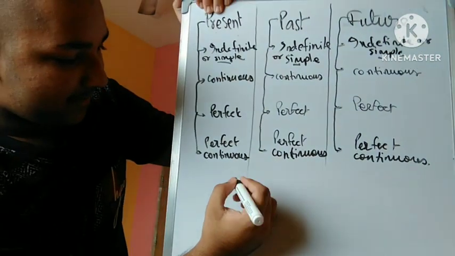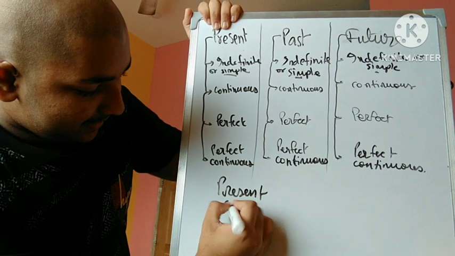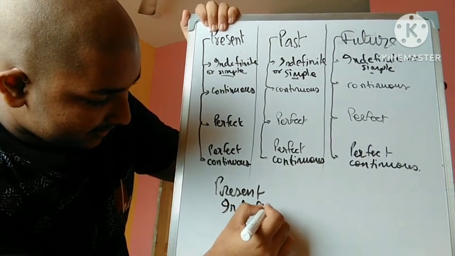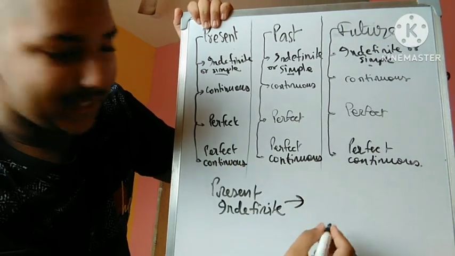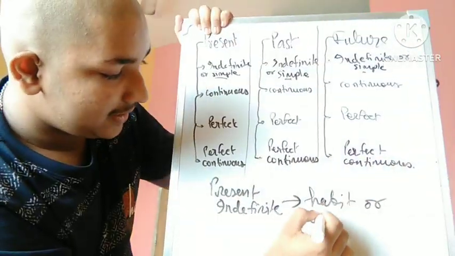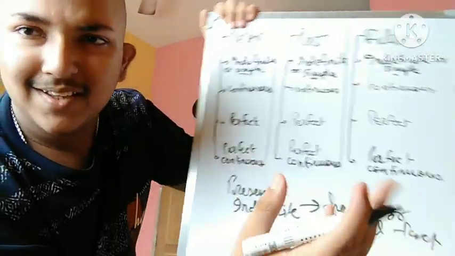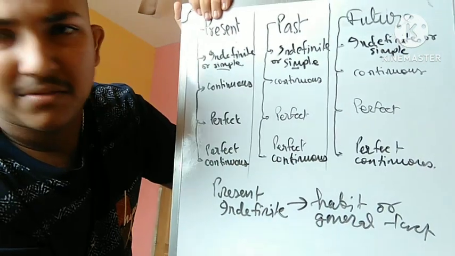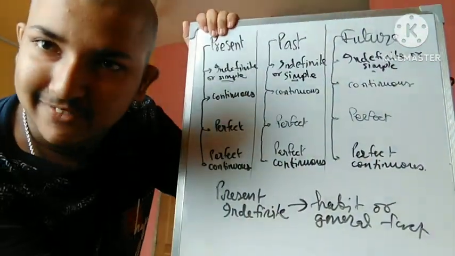Let's see there. Present indefinite is generally used for showing any habit or general fact. It means the earth revolves around the sun. It is a general fact, a very true fact.